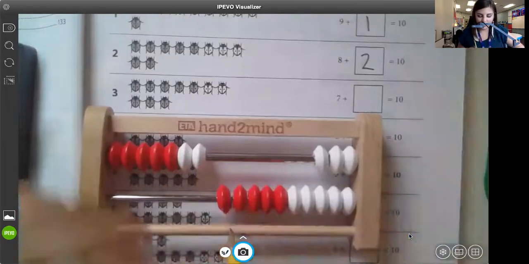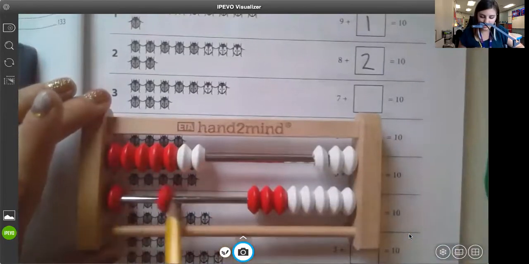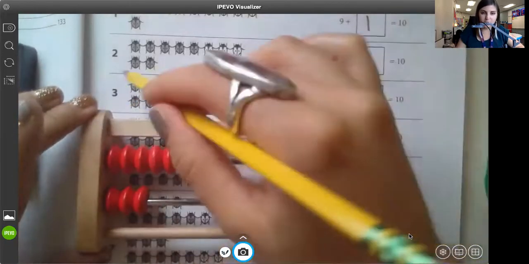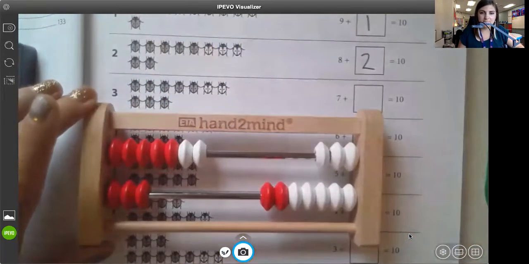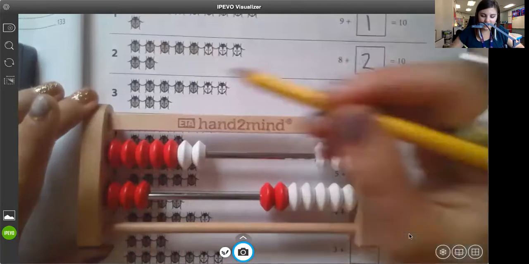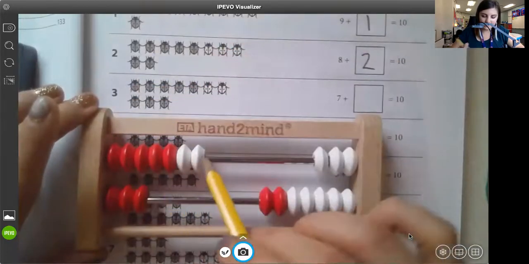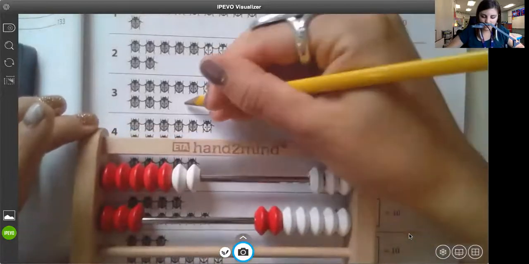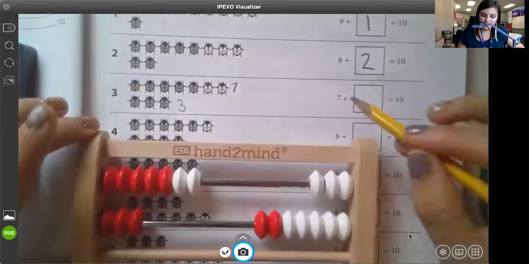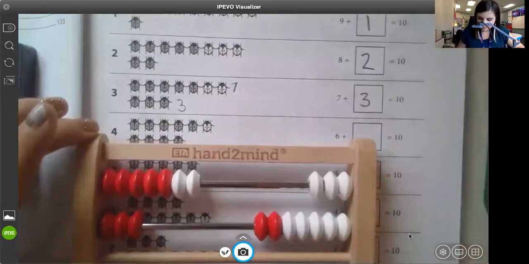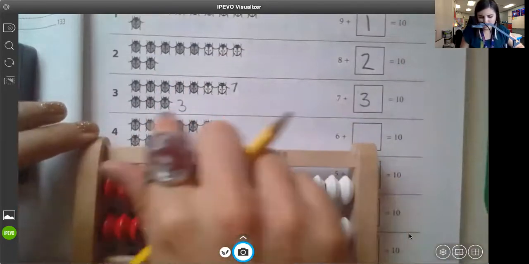Look at the bottom row. It wants us to put 3 red ladybugs on the bottom. So now my number rack matches number 3 picture. You see that? 5, 6, 7, 8, 9, 10. So there are 5, 6, 7 on top. How many on bottom? 3 on bottom, right? 7 plus what equals 10? 3.